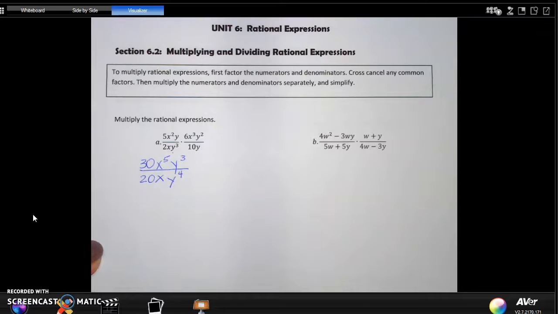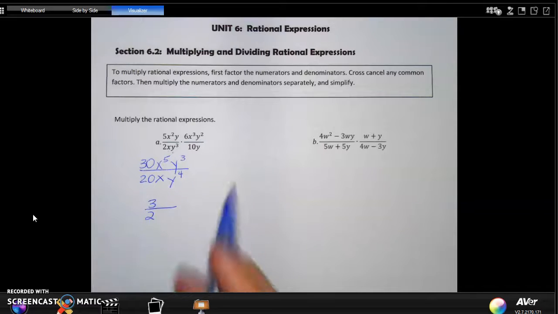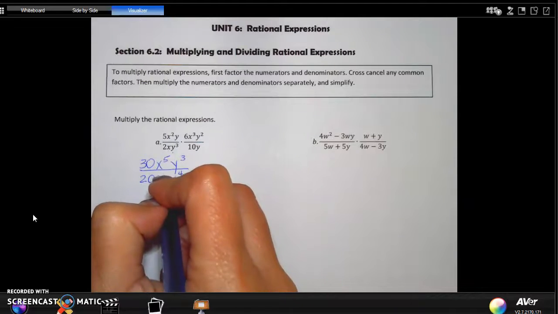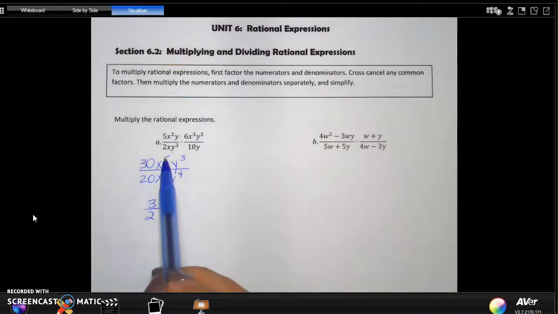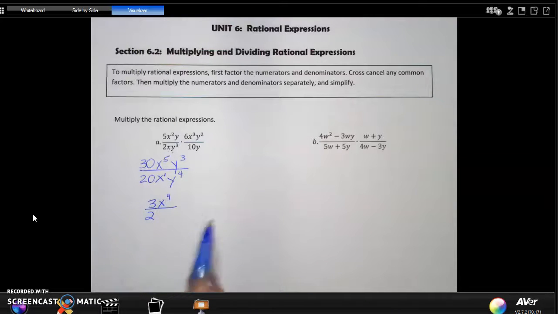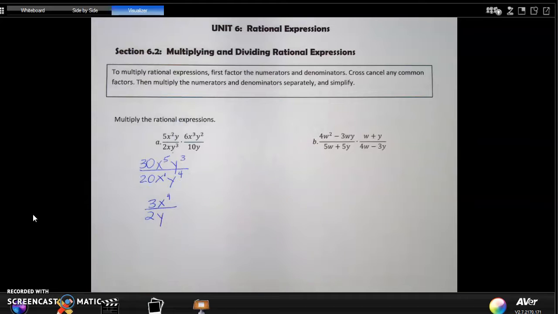Okay, so there we have the multiplication done, and now it's just a matter of us simplifying this. So 30 over 20 we can rewrite as 3 halves. And then remember with our x's, x to the 5th over x to the 1st, when you're dividing, you can subtract. So if you think of this as x to the 1st here, this is really 5 minus 1. So we have an x to the 4th up on top. And then here, you think about y cubed over y to the 4th. When you subtract those, 3 minus 4 is negative 1, so that allows our y to be in the denominator.